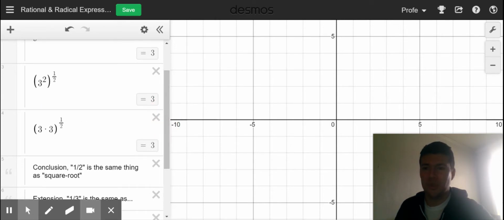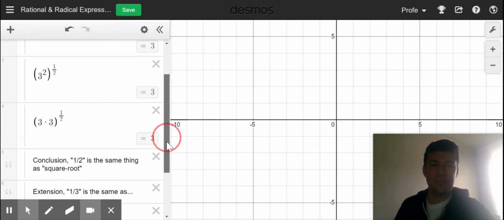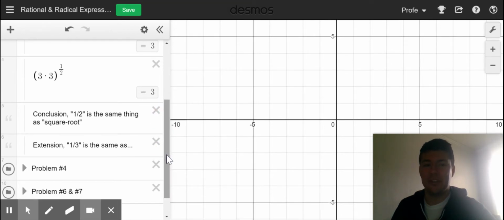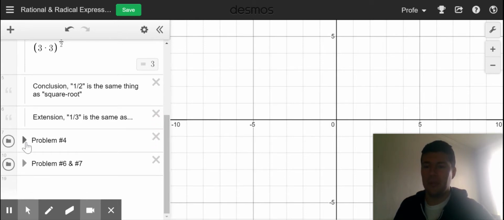If I'm going to rewrite this one last time, 3 squared is 3 times 3. So if we say 3 times 3 to the 1/2, we really just mean let's use half of the factors. So 3 times 3 to the 1/2 is just one of the 3's. One thing I want you to notice is that using 1/2 as a power is really the same thing as the square root. And at some point in your investigation, I want you to try to figure out what the 1/3 power actually means. It's very similar. So let's move on to problem number 4.